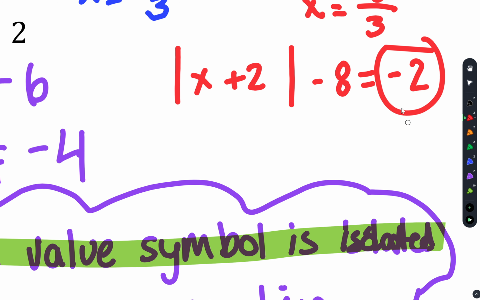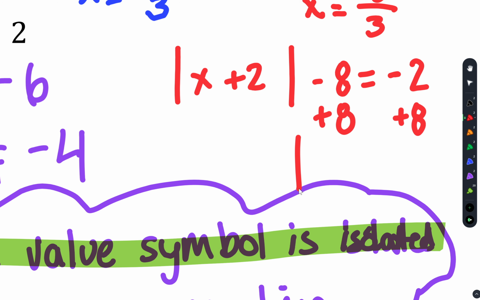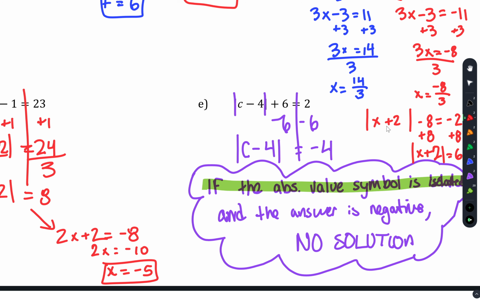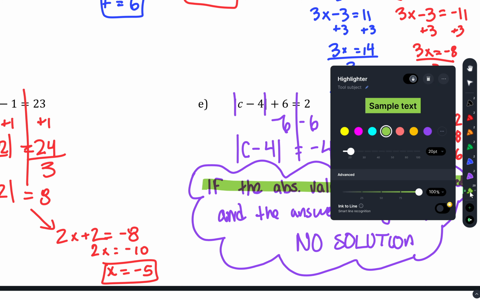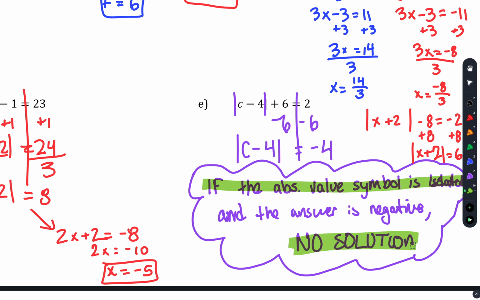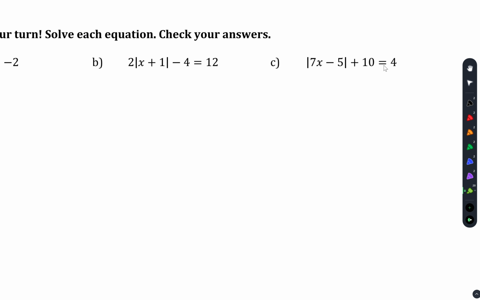Because when I actually isolate this, I add the 8 here. And hey, look at that. Now x plus 2 equals +6. And that's totally fine. So we have to make sure that we isolate that absolute value first before we can say no solution. And if it's isolated and we still have a negative number, then it's no solution. Does that make sense? All right, flip it over.